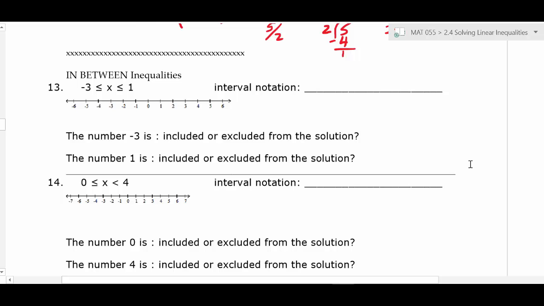We can also have a graph that represents that x is in the middle of two numbers. And this is how this is written. If you look at this, this is really saying x is in the middle of -3 and 1. And since we have the equal to bars on both of those, that means -3 is included and 1 is included. They are an included part of the solution.